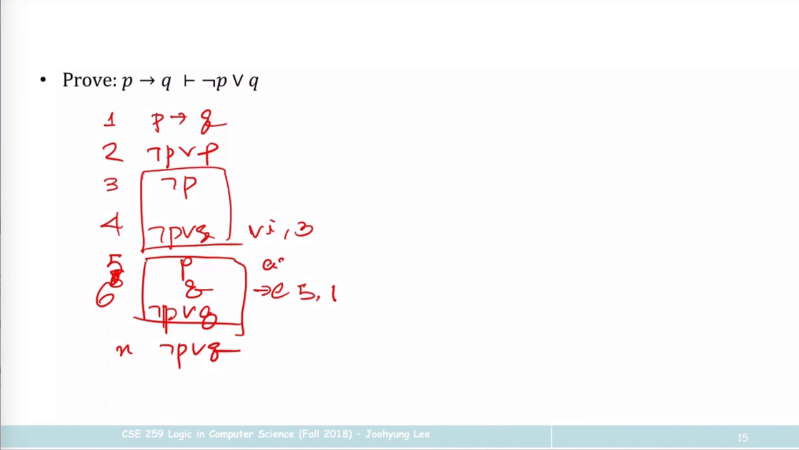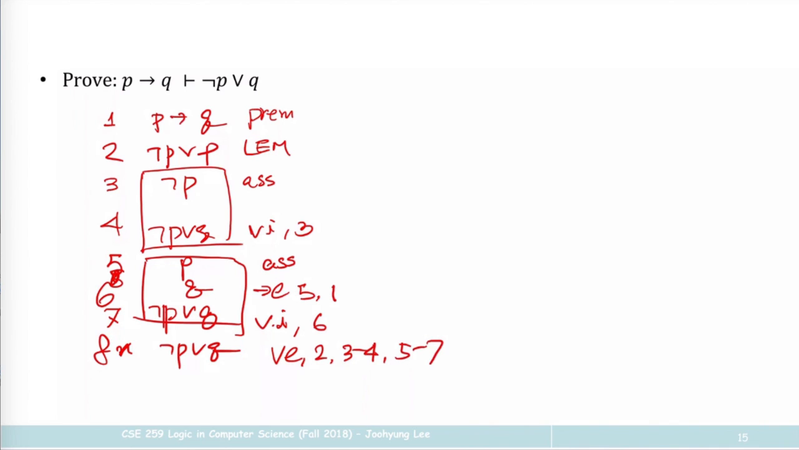Okay, so this is assumption. This is law of excluded middle. This is premise. Line 7, again, I know Q, so I can derive not P or Q, right, by OR introduction. So this is my line 8, we are done. So OR elimination from lines 2, 3 to 4, 5 to 7.